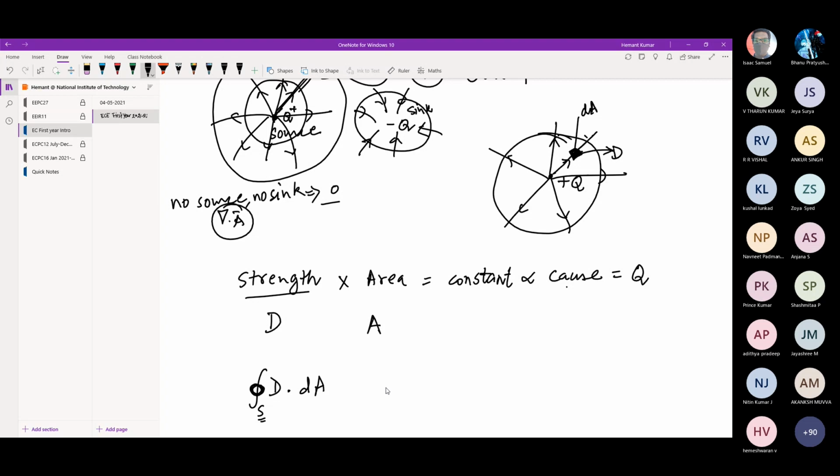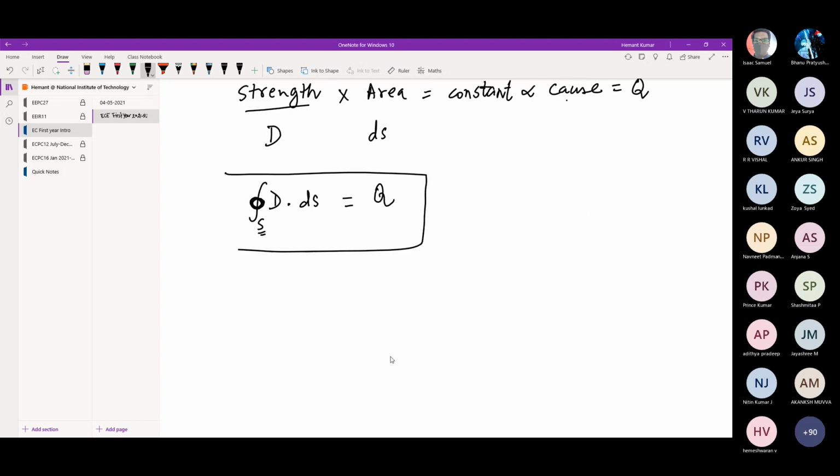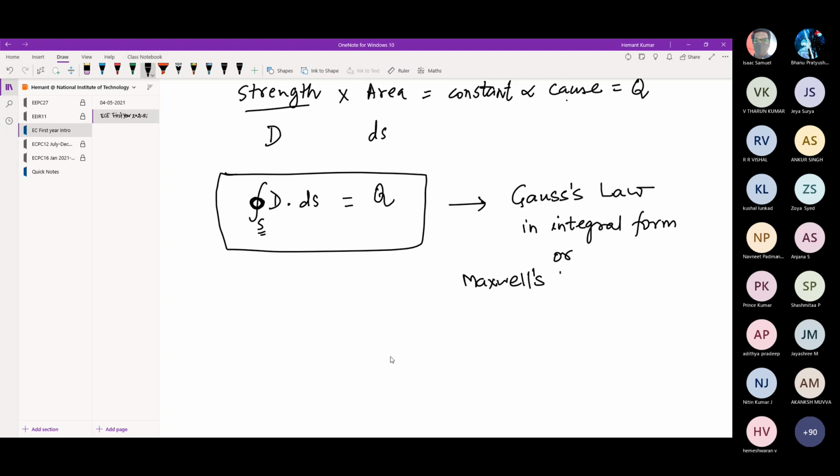So it is a closed surface integral of D dot ds. Sometimes we denote it with A, but we have used A for the vector, so let me denote it with S simply. It is equal to Q. D dot ds is equal to Q. This is the first law of electromagnetics, or Maxwell's equations. This is known as Gauss's law, in integral form. There is another form, known as the differential form or point form, that we will also study. So it is Maxwell's first equation.